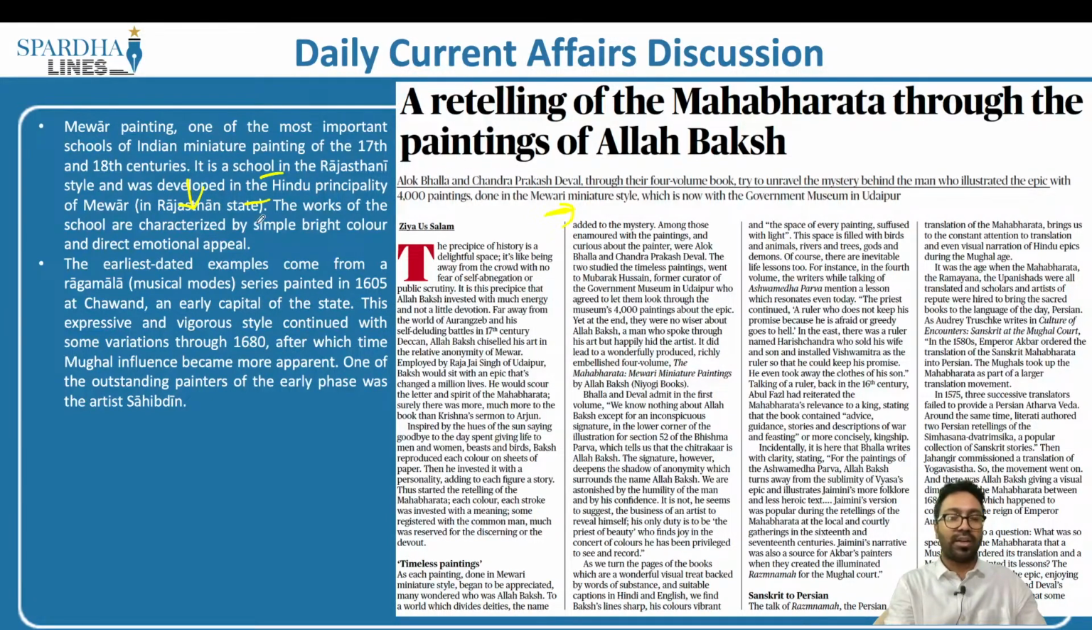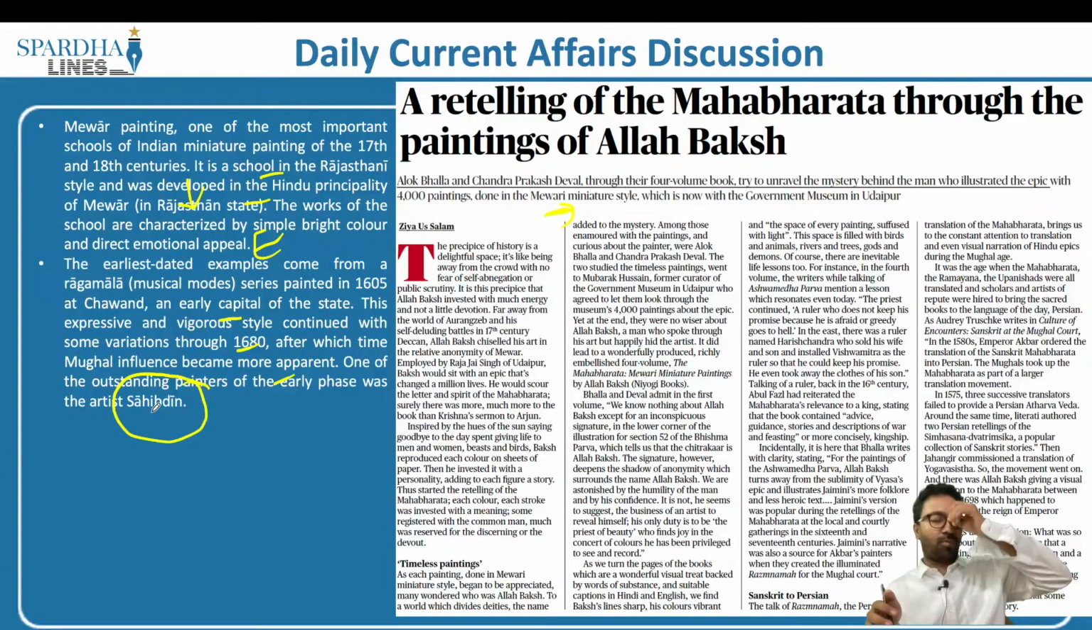The works of the school are characterized by simple, bright color and direct emotional appeal, and the earliest dated examples come from the Ragamala series painted in 1605 at Chawand, an early capital of the state. The expressive and vigorous style continued with some variations through 1680, after which Mughal influence became more apparent, and one of the outstanding painters of the early phase happens to be the artist Sahibdin. These are some of the important pointers with respect to miniature paintings. Now let's look into the next article.